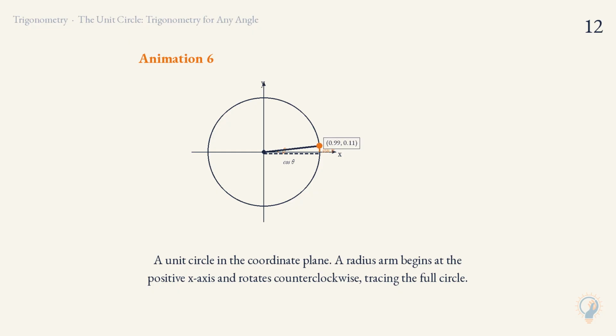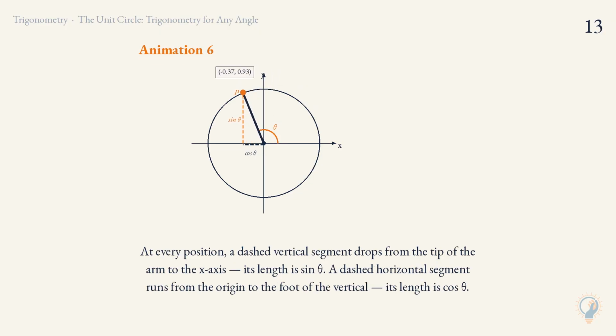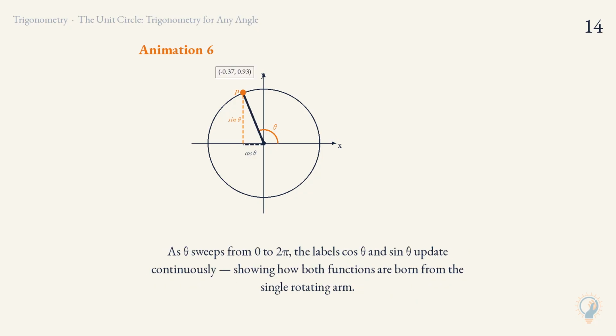Animation 6. A unit circle in the coordinate plane. A radius arm begins at the positive x-axis and rotates counterclockwise, tracing the full circle. At every position, a dashed vertical segment drops from the tip of the arm to the x-axis. Its length is the sine of theta. A dashed horizontal segment runs from the origin to the foot of the vertical. Its length is the cosine of theta. As theta sweeps from 0 to 2 pi, the labels cosine theta and sine theta update continuously, showing how both functions are born from the single rotating arm.